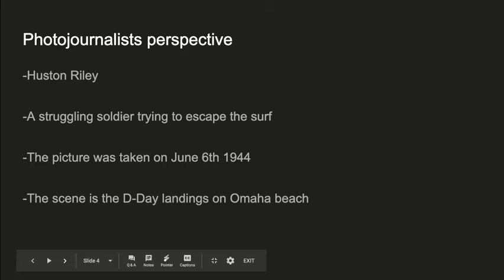The scene is the D-Day landing. This is Omaha Beach particularly. The landings were in Normandy. There were many different beaches, some of which had photographers on them, but Capa was one of only 4 people who were able to get authorization to take those pictures.